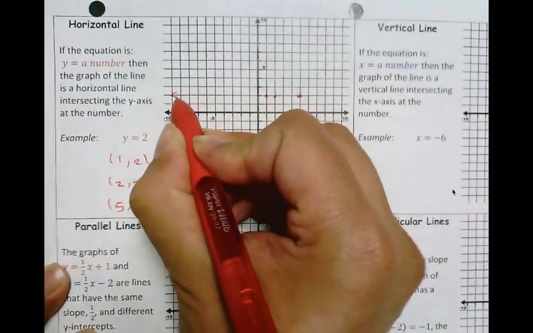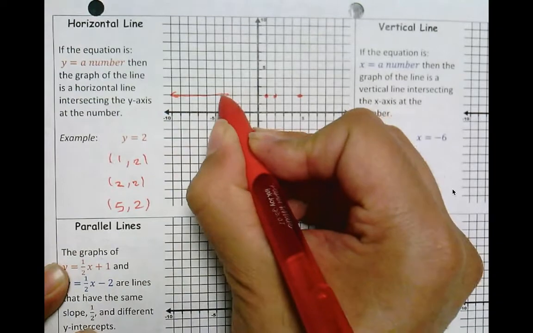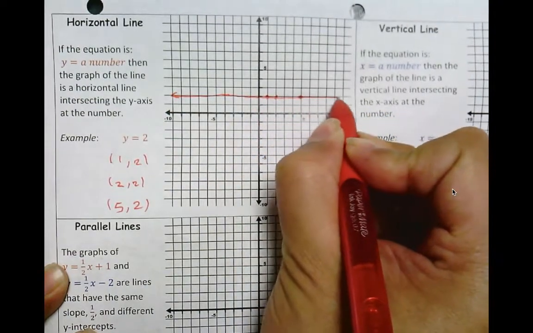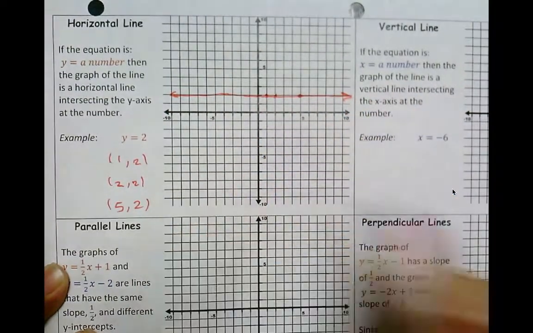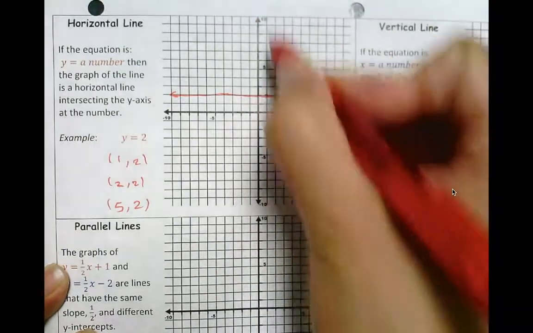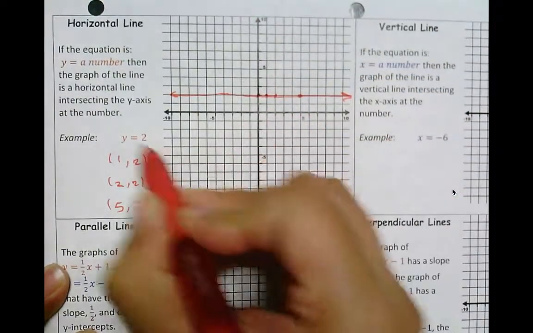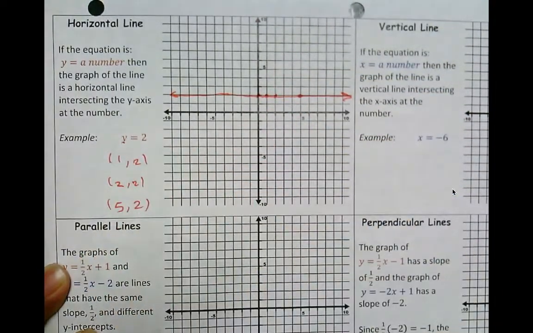If we were to keep plotting more points, what you would notice, and just with these 3 points you already notice, is that they are forming a horizontal line crossing the y-axis at 2. It does cross the y-axis at 2.